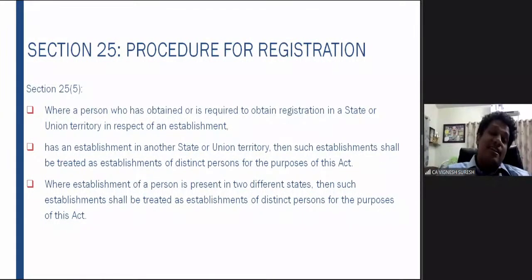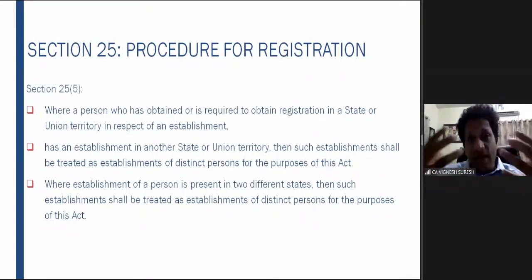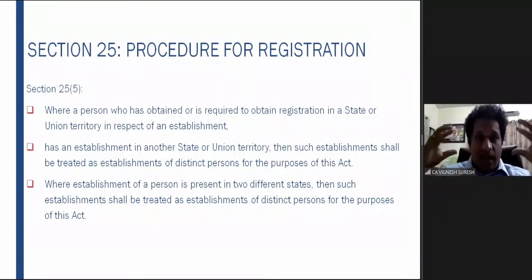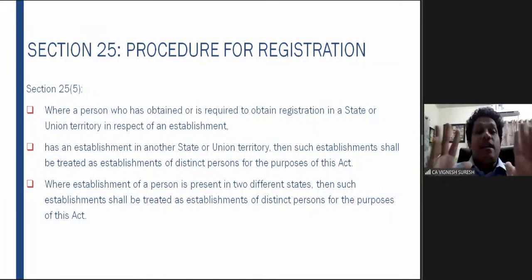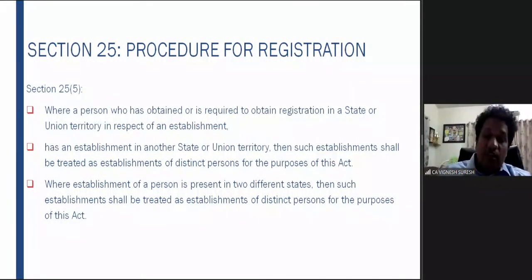Why is this section given? Because the moment there are distinct persons, there assumes a character of relation. So this clarification is given by 25 subsection 5. That means if one person has two GST registrations in two different states, they will be distinct persons. Those are different persons, but at the same time, they are related persons because one person owns both the establishments. That is the objective behind this particular section.